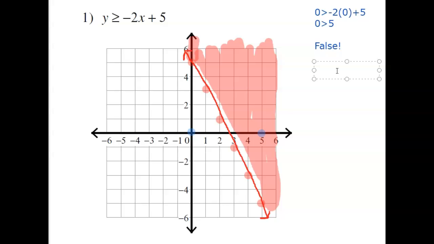So I picked 0 for y again, and then I picked 5 for x. So it'd be -2 times 5 plus 5. So I have 0 is greater than or equal to -10 plus 5, which gives 0 is greater than or equal to -5, I just can't type that with my keyboard. So in this case, that is true. 0 is greater than or equal to -5. So we're happy because where my test point is, where my shading is, are both true.